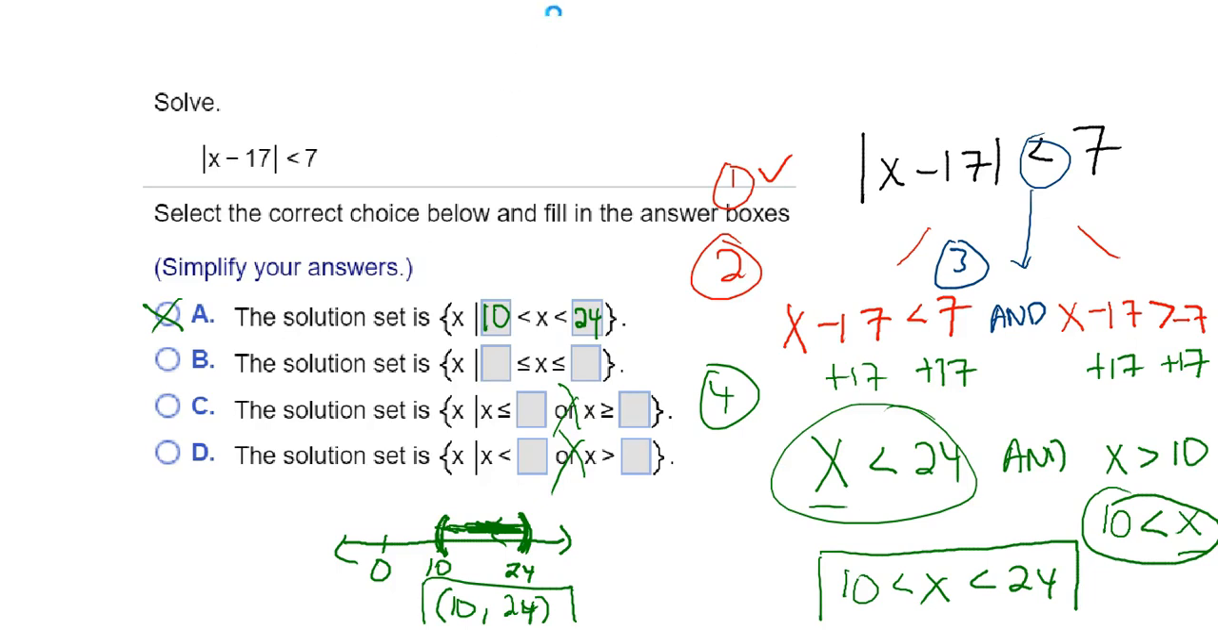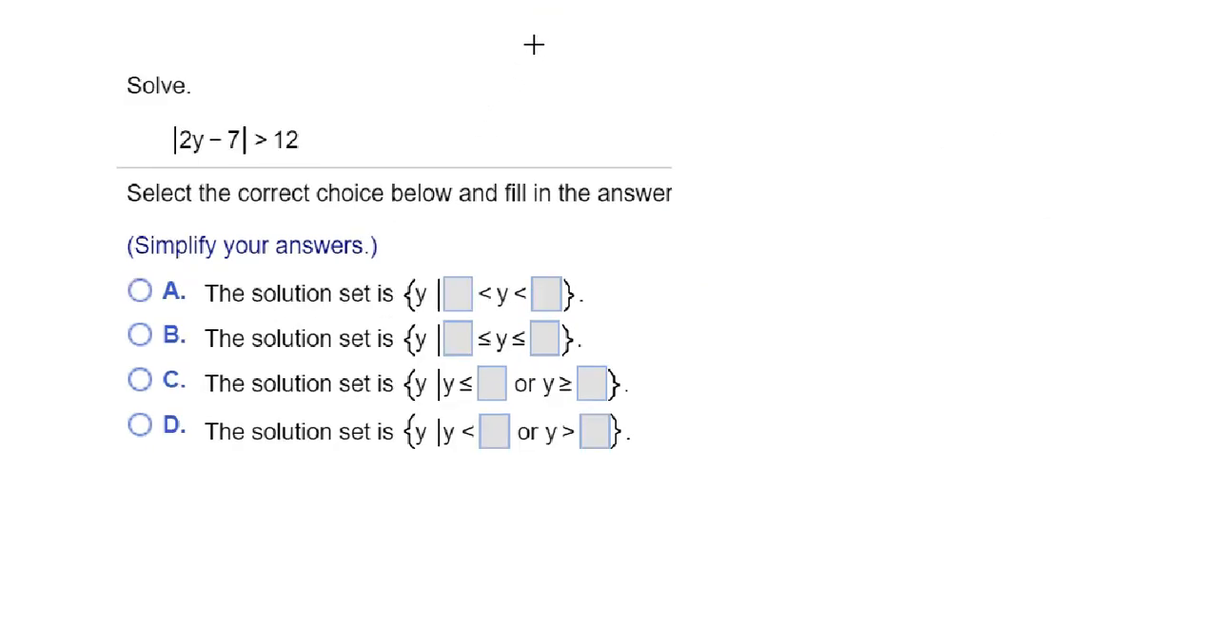Let's take a look at another one. See if I can give myself a little bit more room over here. So absolute value of 2y minus 7 is greater than 12.